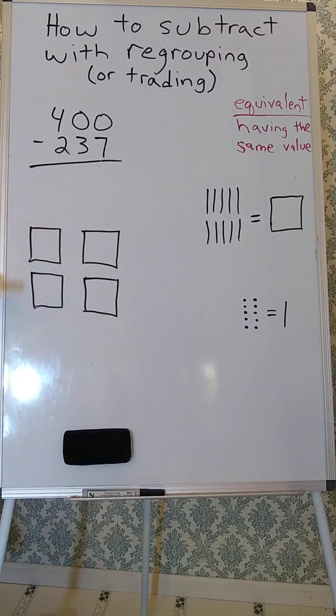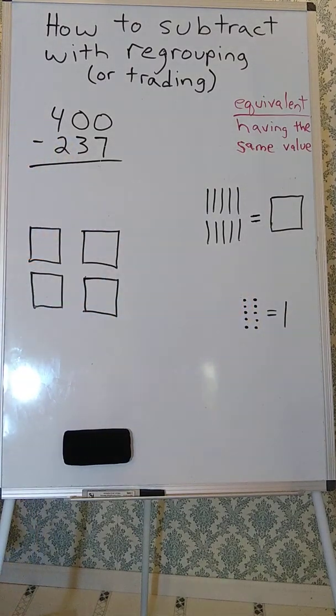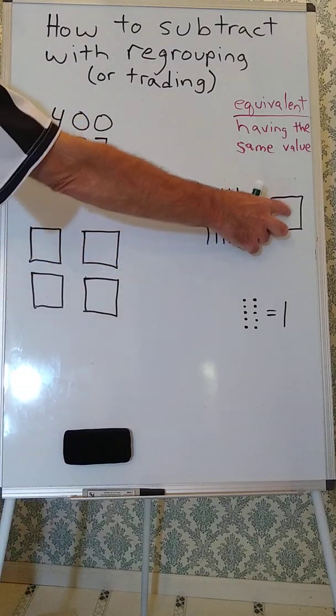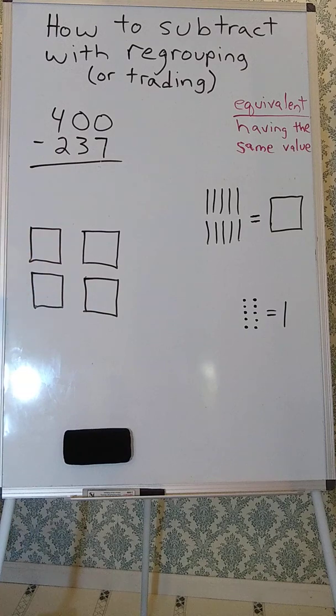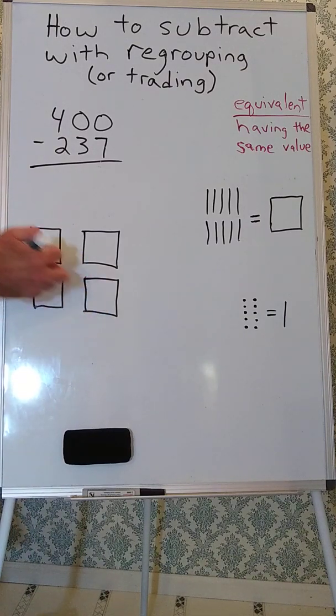So we need to trade. If we could trade a 10 for 10 ones, then we'd have some ones. But we don't have any tens. So we need to get some tens. How can we get some tens? If you said trade 100 for 10 tens, you're correct. So we're going to trade this 100 for 10 tens.